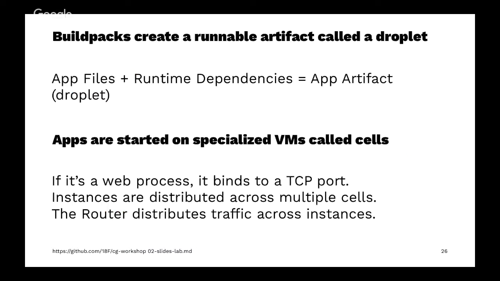What buildpacks do is they facilitate creating a runnable artifact called a droplet. That's the combination of the application files that you send up, plus all the runtime dependencies that are needed to run, which then builds the app artifact. These can either be fetched from standard repositories, but if you want to bundle all of the dependencies ahead of time so that there's no dependency on external internet access, you can specify that your application does that by providing all of those dependencies at push time. The applications are started on specialized virtual machines called cells.